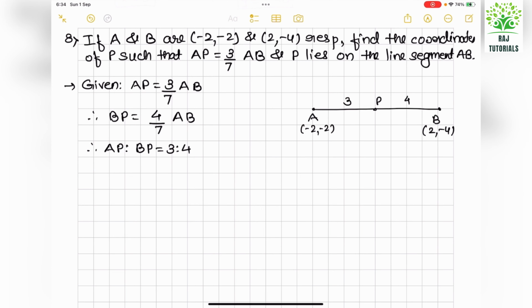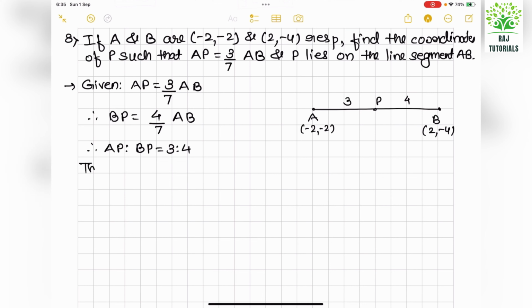Next question says, if A and B are minus 2, minus 2 and 2, minus 4 respectively, find the coordinates of P such that AP equal to 3 upon 7 AB and P lies on the line segment AB. So, diagrammatic representation I have shown. It is clearly seen that if AP equal to 3 upon 7 AB, so BP will be 4 upon 7 AB. So I can say AP is to BP equal to 3 by 4.